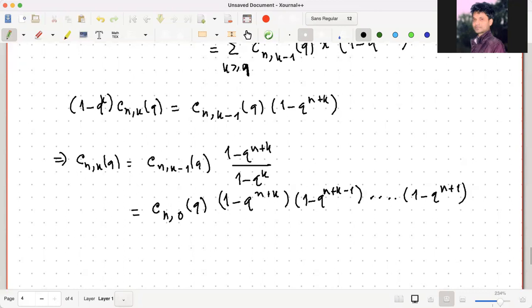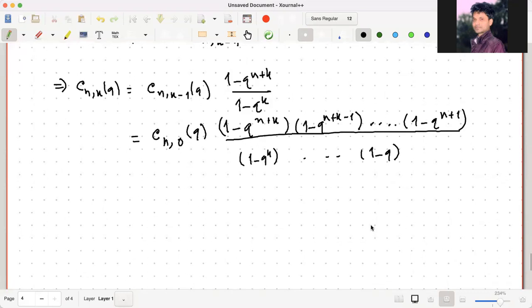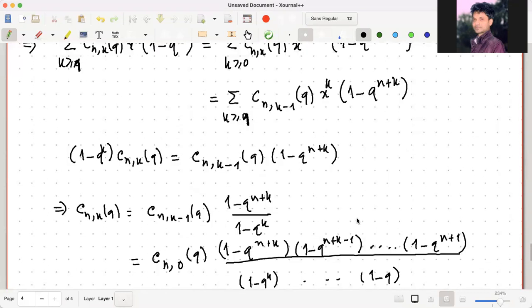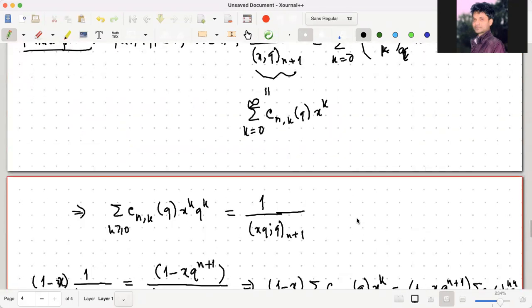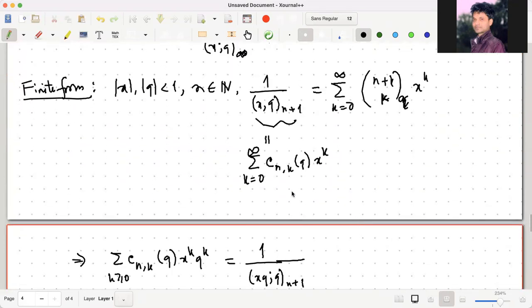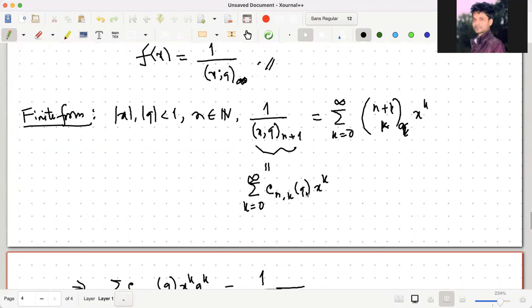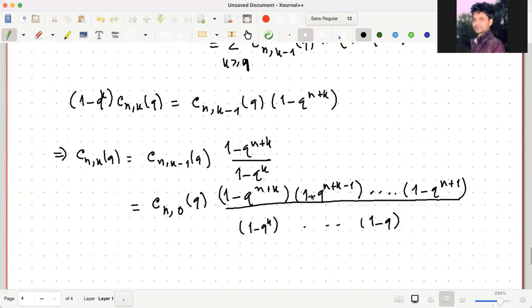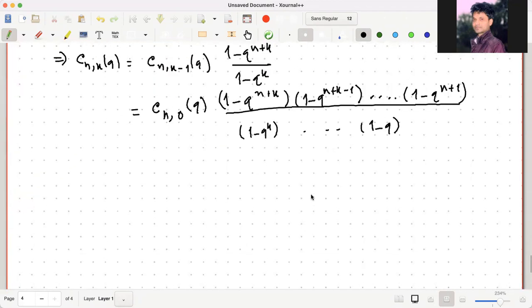Okay. And on the bottom I have 1 minus q to the power k and so on until 1 minus q. So what is C n 0 q? This we now have to figure out. C n 0 is just the coefficient of x to the power 0. Okay. And this is just 1. So this is just equal to 1.